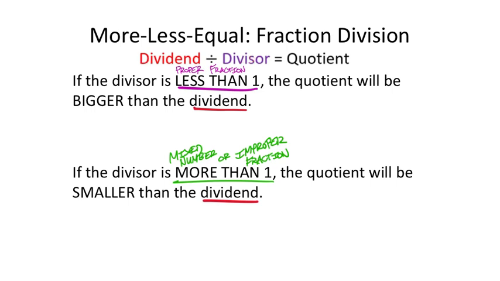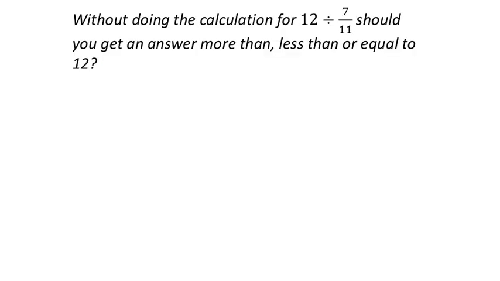Or you could look at it like this. The smaller we make the divisor, the less we have to split up the dividend. Or the bigger the divisor, the more you have to split up the dividend. It doesn't matter how you're looking at it. Both of those are true. All of that is true. Just go with the one that works best for you, all right?